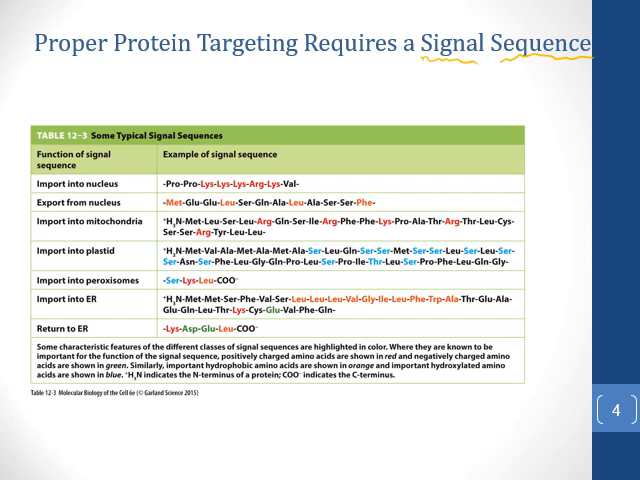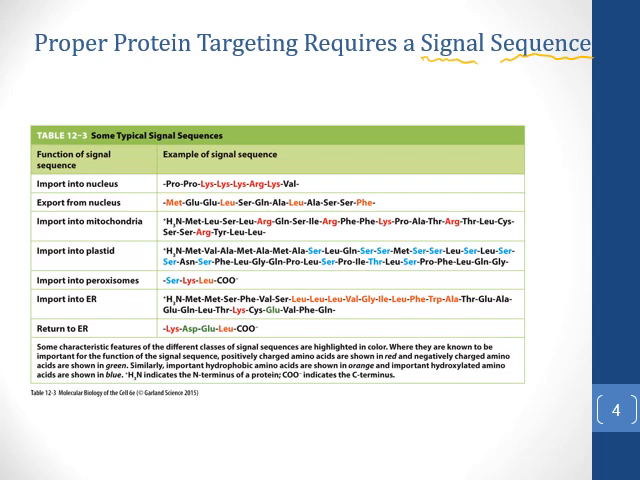In other words, if you want to get your letter to a certain city or location, you put the address on there and you put the zip code. And so you can think of these signal sequences kind of like you would a zip code or an address on a letter. It tells that letter where to go. The signal sequence tells the protein where to go.